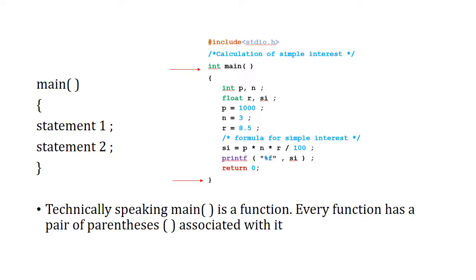So technically speaking, main is a function, and every function has a pair of parentheses associated with it. Since main is a function, the task of a function is to perform a set of instructions that should be executed in a program, in a main. So this is what the main is doing, and since it is a function, it has these parentheses associated with it. This is basically the nomenclature, you can say the syntax of the main.